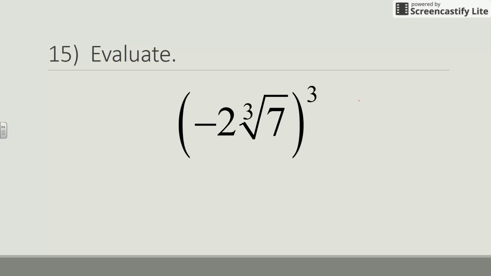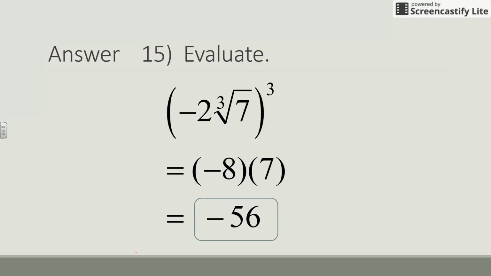This, any power to power, -2 raised to the third. And then this is 7 to the 1/3. 7 to the 1/3 raised to the third. And then you can multiply your power. So that's going to be just 7. That's going to be -8.